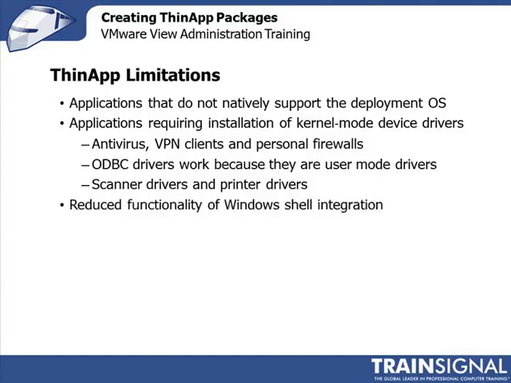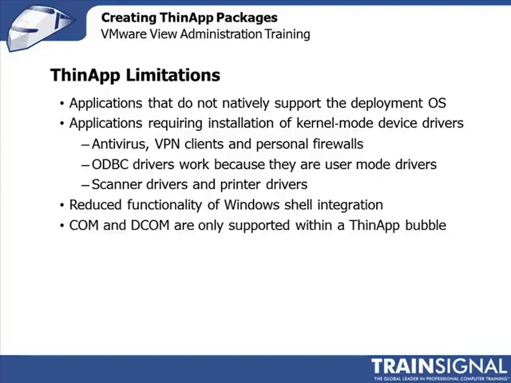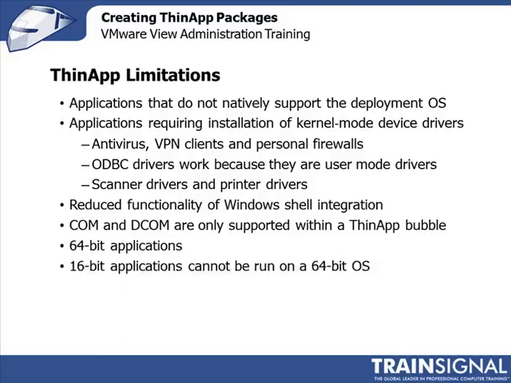When packaging an application with ThinApp that provides shell extensions to Windows, not all those shell extensions are going to work properly. This is due to the nature of the high integration these applications provide with Windows that a ThinApp bubble simply can't replicate. When using applications that utilize COM and DCOM, these interfaces will only be available within the bubble, so applications that are running outside of the ThinApp bubble won't be able to make connections to these services. Network-based DCOM simply won't work at all. ThinApp does not support 64-bit applications inside the bubble, and it does not support 16-bit applications running on a 64-bit OS.